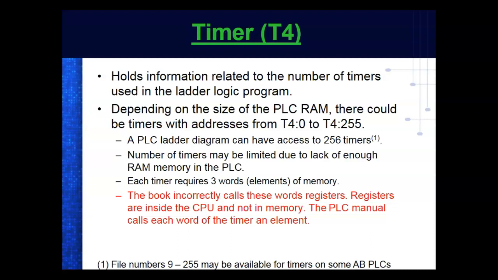Each timer requires 3 words of memory. The book incorrectly calls these words registers. These are not registers. Registers are inside the PLC. I don't know why the guy got that term. If you ever look at the PLC manual, they call these elements. So it consists of 3 elements, which would be words. So every timer you program is going to eat up 3 words of memory, or 6 bytes, right?